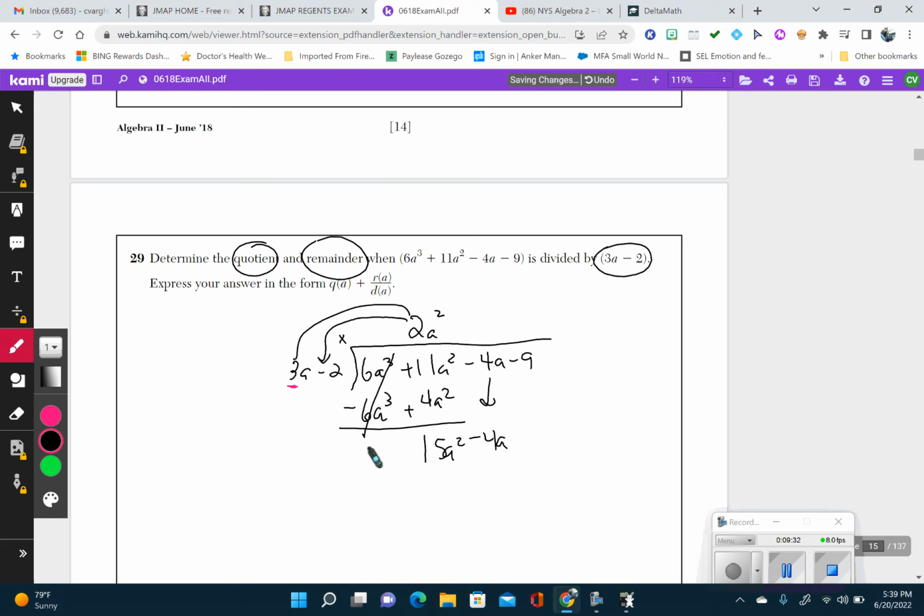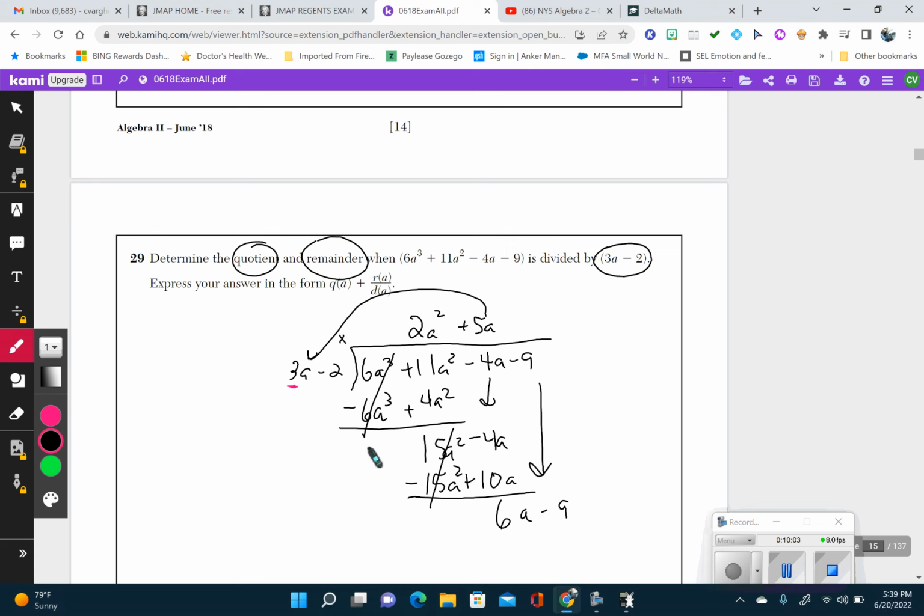3a goes into 15a squared. That's going to be plus 5a times, and then you have to multiply those two. So 5a times 3a gives you 15a squared. 5a times negative 2 gives you negative 10a. And again, remember to switch the signs. So that allows this to cancel out, which is good. That's what we want. And this is going to be 6a. And then you bring down the last number, which is -9.